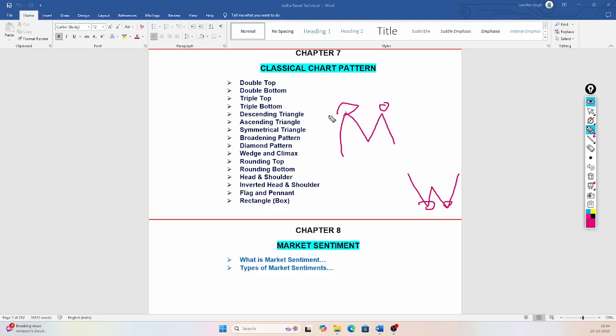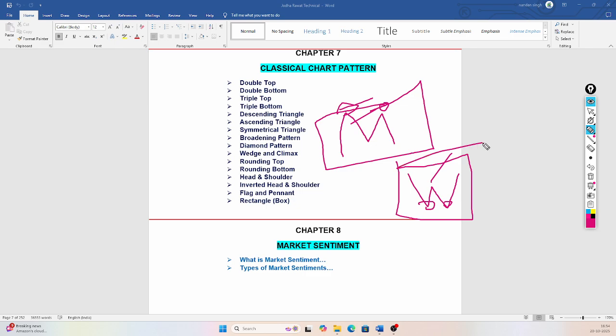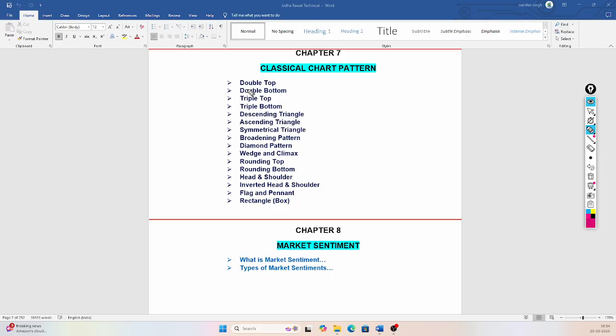But this pattern looks like M and this pattern looks like W. So don't get confused: a double top looks like M. We can say M pattern and we can also say double top. And this looks like W. We can say W pattern and also double bottom. Okay. So don't get confused. Triple top. This one.